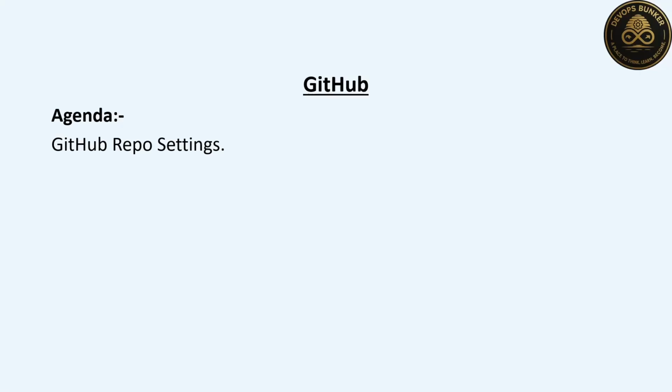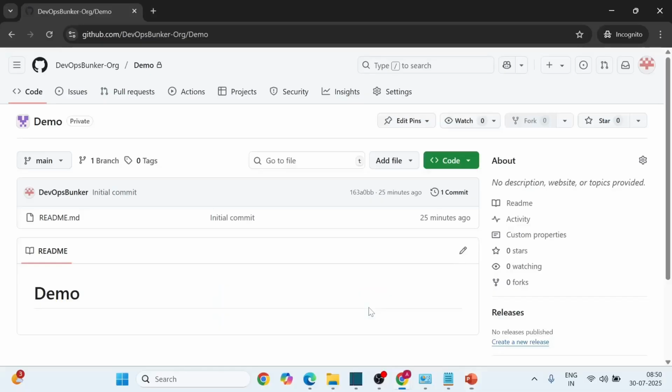In this video, we are going to discuss GitHub repo settings and how to use them efficiently. So let's start. Here I have a repository already called demo. So let's go to settings here.